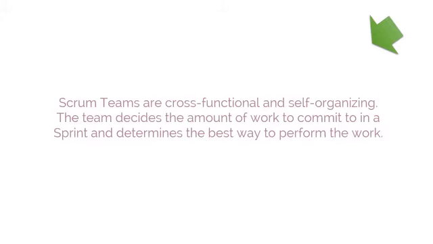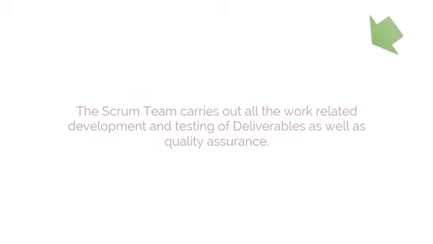Scrum teams are cross-functional and self-organizing. The team decides the amount of work to commit to in a sprint and determines the best way to perform the work. The Scrum team carries out all the work related to development and testing of deliverables, as well as quality assurance.